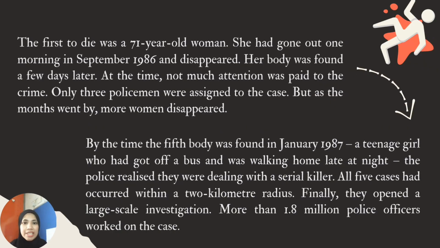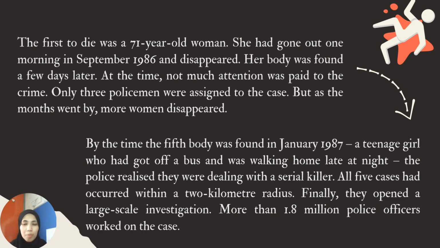The first to die was a 71-year-old woman. She had gone out one morning in September 1986 and disappeared. Her body was found a few days later. At the time, not much attention was paid to the crime. Only 3 policemen were assigned to the case, but as the months went by, more women disappeared.